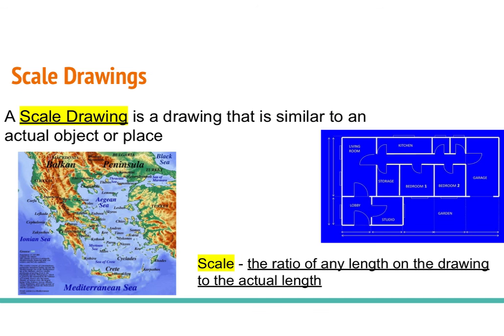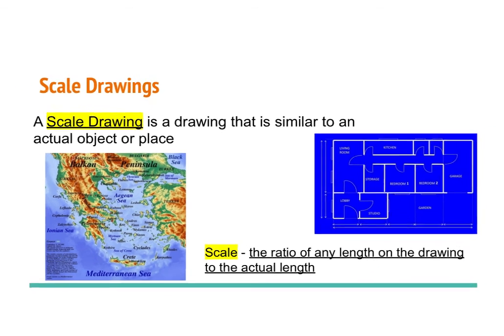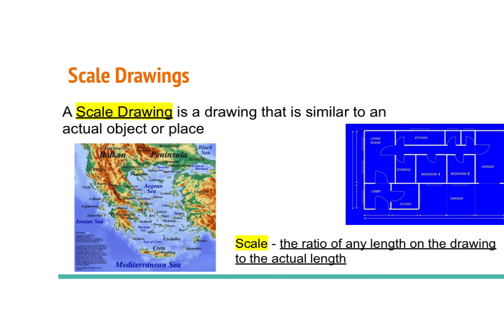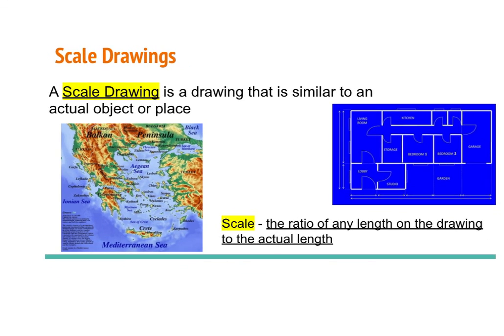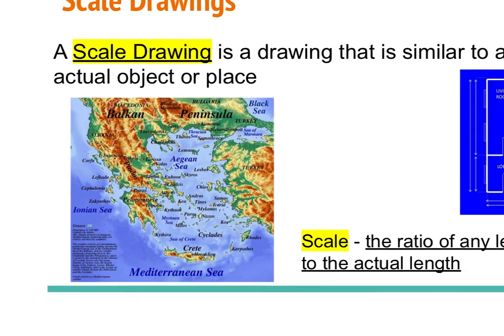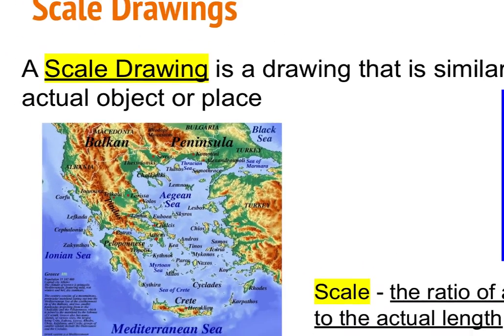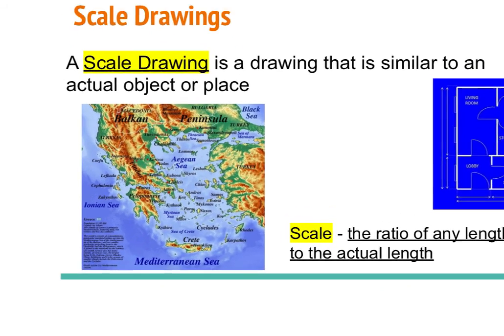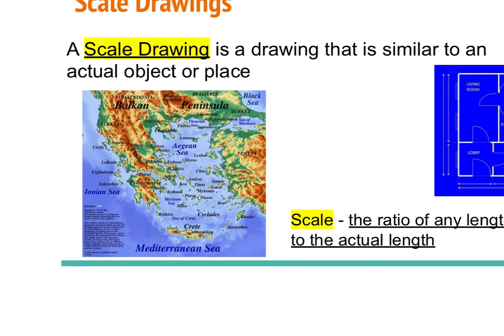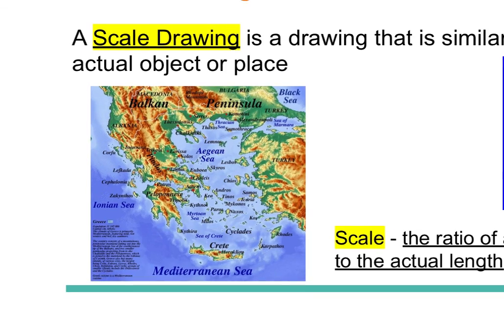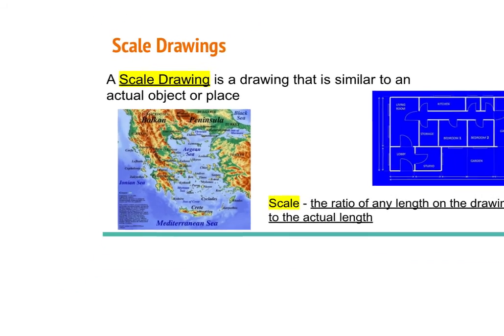Okay. All right, scale drawing. A scale drawing is a drawing that is similar to an actual object or place, okay? Scale drawings, for example, exist a lot with maps. Obviously, looking at this map, the distance between Turkey and Bulgaria is not this distance right here, okay? It is scaled down, and that means that the distances here on the map are proportional, but they're not exact.